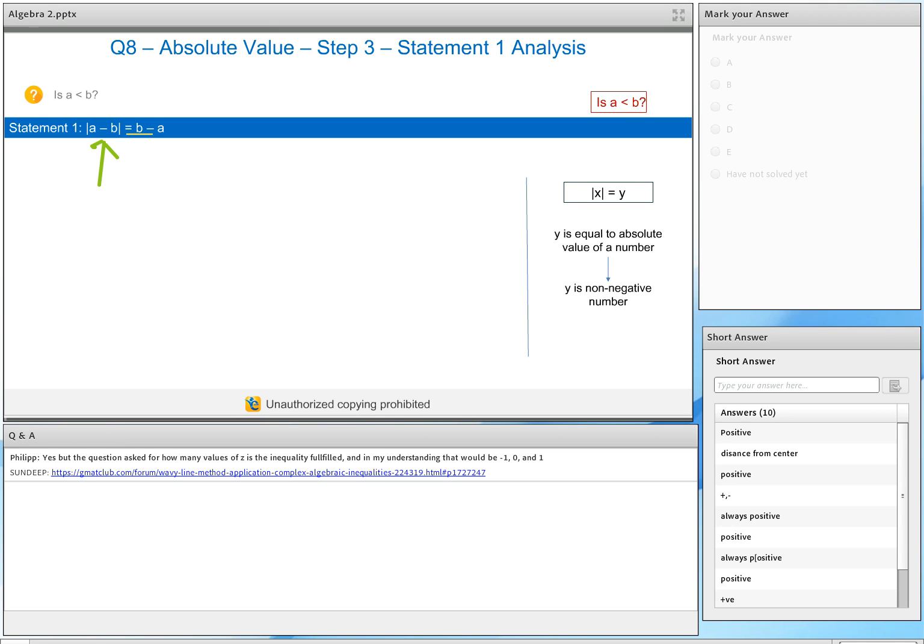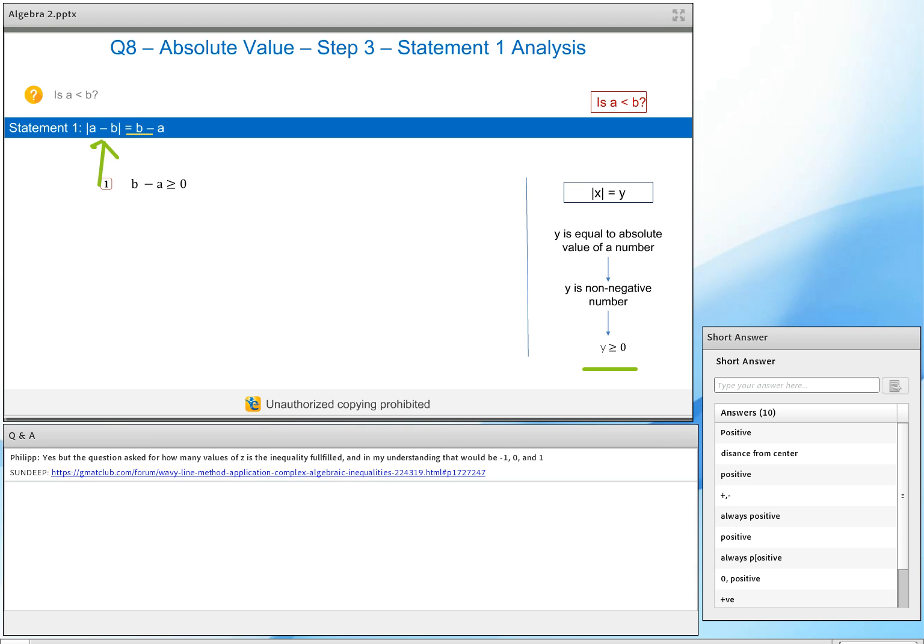So for those of you who are saying positive, that's not correct. That's not precise. It is a non-negative number, which means that the mod of a number is always greater than or equal to 0. If mod of x is equal to y, then y is always greater than or equal to 0. That's the same principle that we'll apply here. b minus a is equal to the mod of a number, which means b minus a is always going to be greater than or equal to 0.